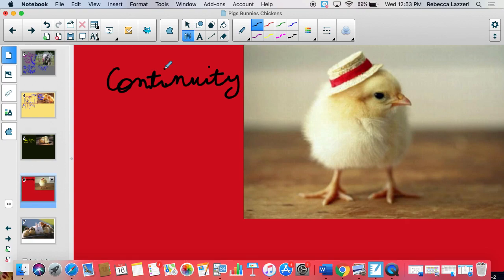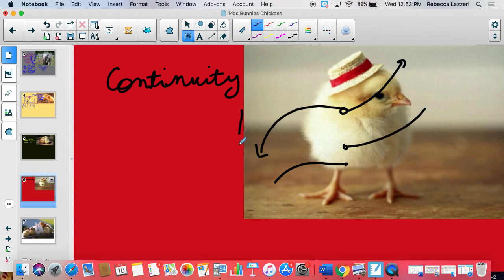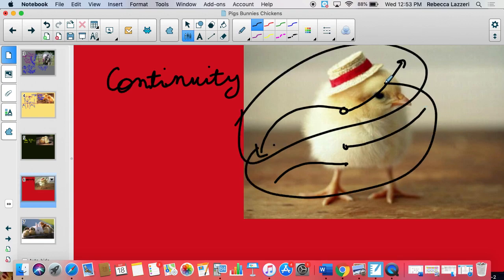Continuity, let me draw some things that are discontinuous on this cute little chicken with a hat, okay? That is discontinuous. The loose definition of continuity is you can draw it without picking up your pencil, okay? There's point discontinuity, which is a hole. There's jump discontinuity. So this is one, this is another one. There's infinite discontinuity.